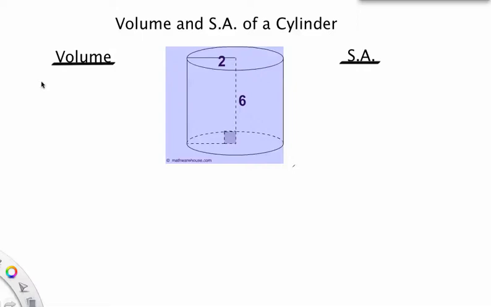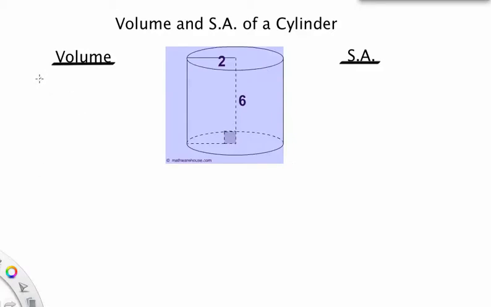Alright everybody, it's time to get back to the videos. We're going to look at volume and surface area of a cylinder. I know this is something that a lot of people have had trouble with, so I figure I'd put a video up about it to help you out. First thing we're going to do is take the volume of the cylinder.